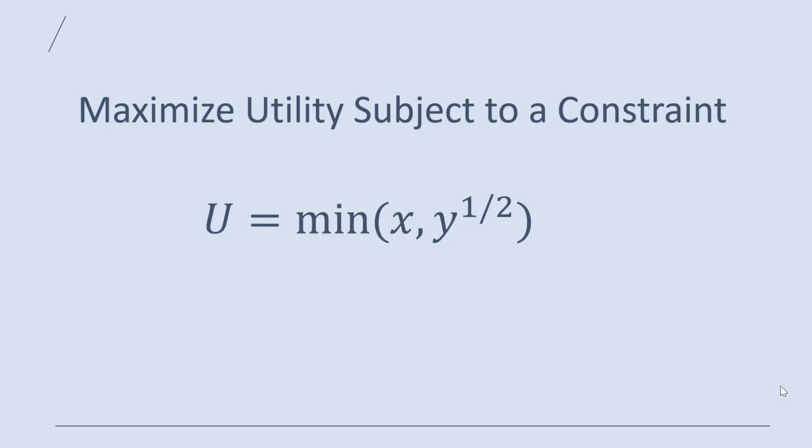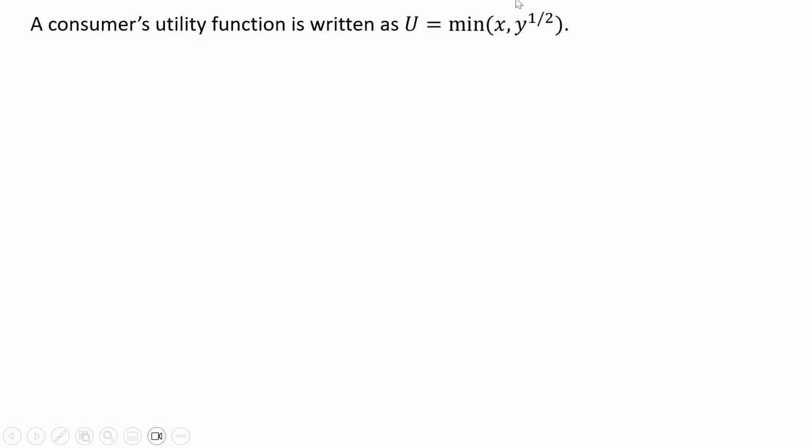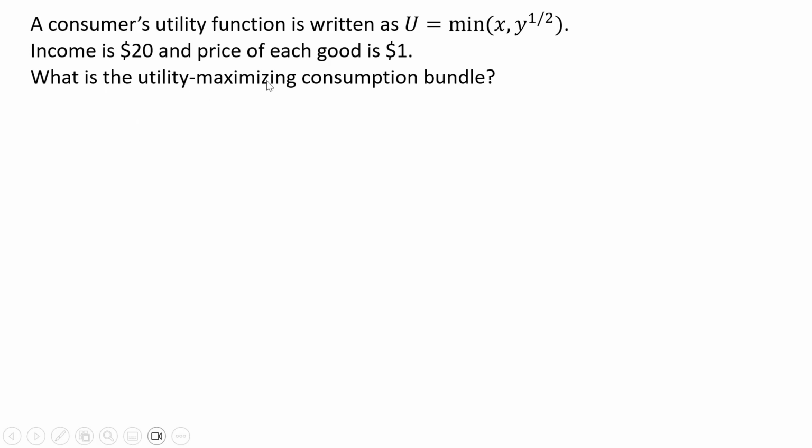Hello, in this video we're going to maximize the following utility functions subject to a budget constraint. Consumer's utility function is written as follows. Consumer has income of $20 and the price of each good is $1. What is a utility maximizing consumption bundle?